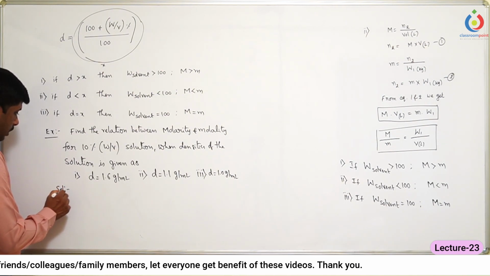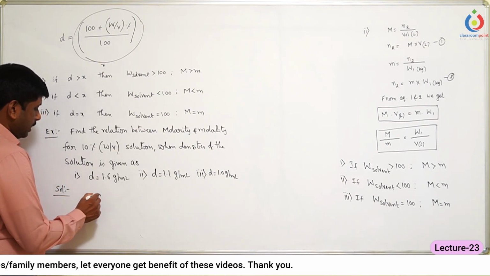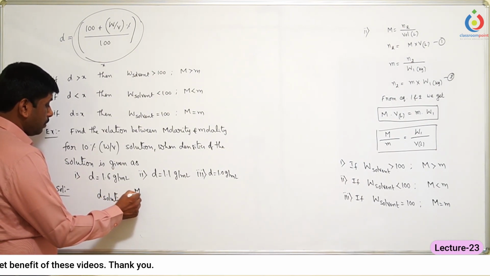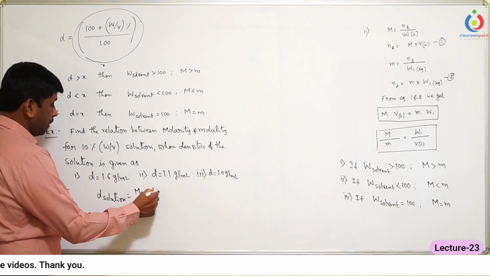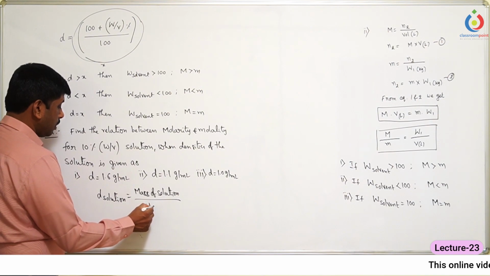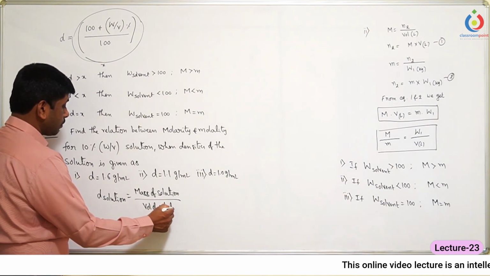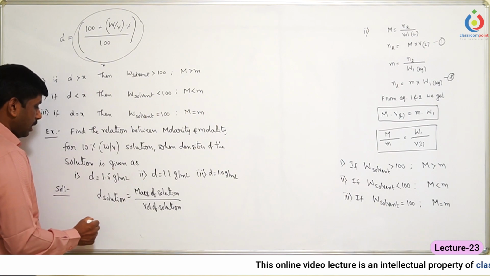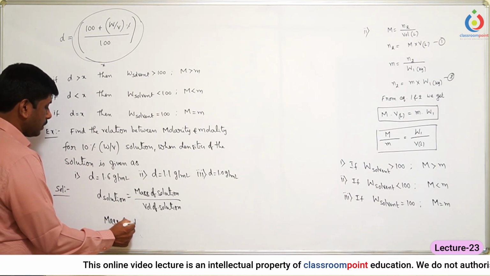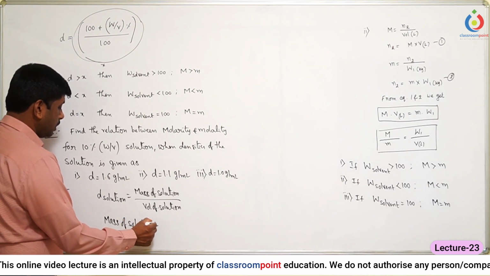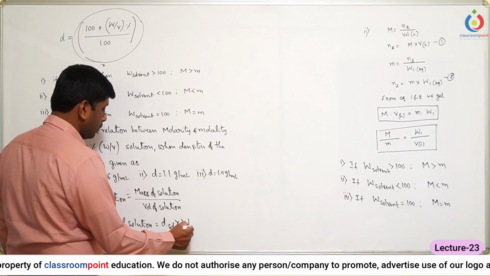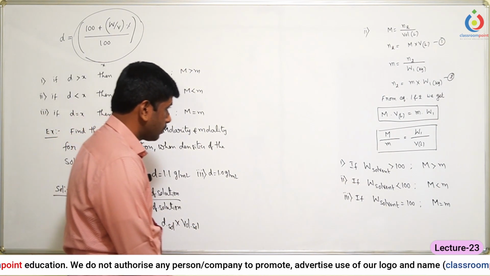So let us see the solution here. Density of solution is equal to mass of solution divided by volume of solution. Let us try to calculate the mass of the solution. Mass of solution is equal to density of solution into volume of solution.